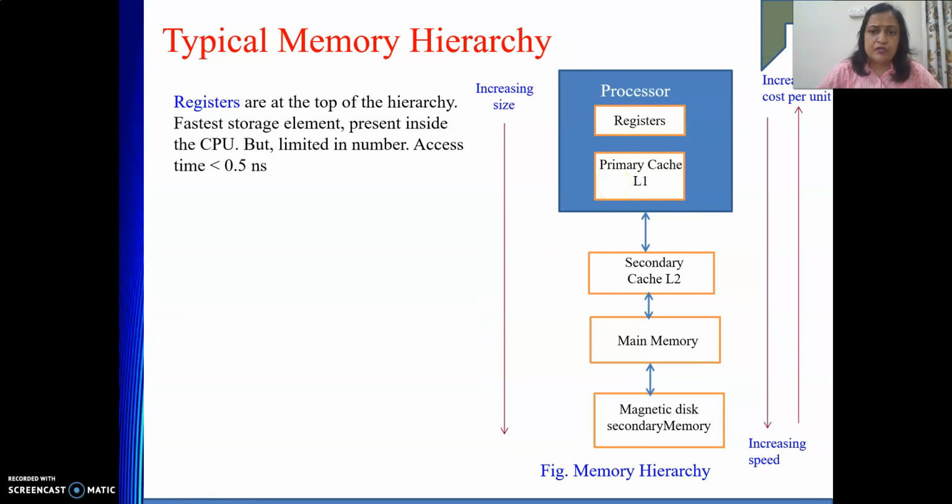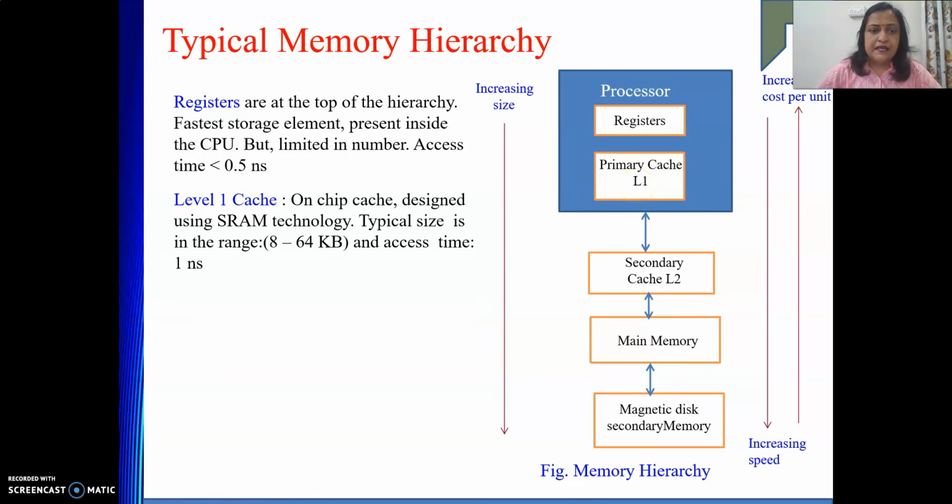More hardware, more cost. So due to density and cost, we have a smaller size cache memory. One cache memory we used to have on the processor chip, that we used to call on-chip primary cache or level 1 cache. Level 1 short form is L1. It is designed using SRAM technology, its size is 8 to 64 KB, and access time is 1 nanosecond, right?